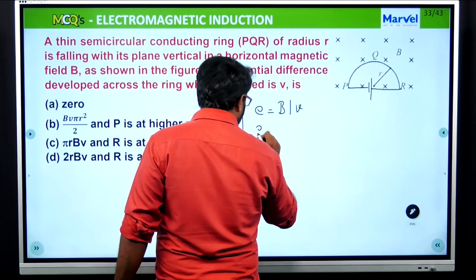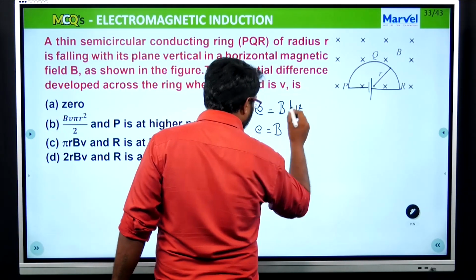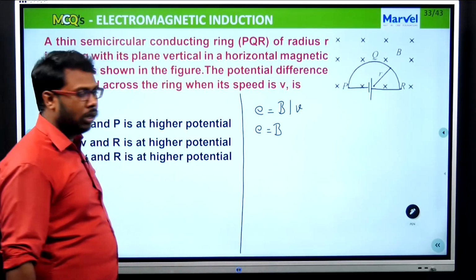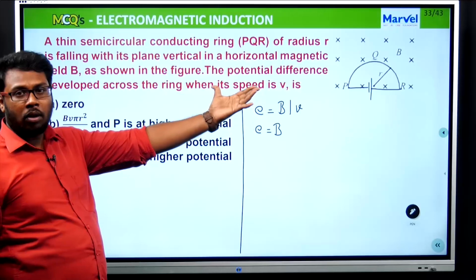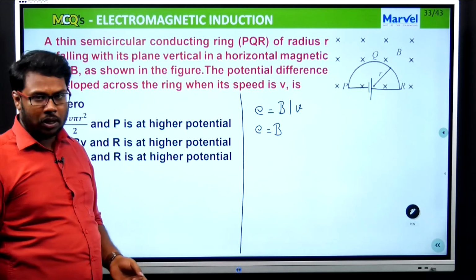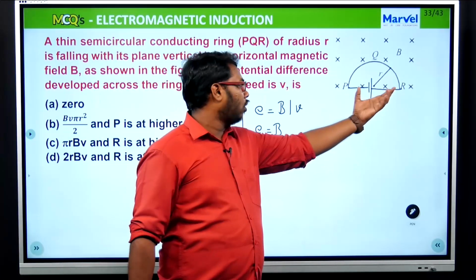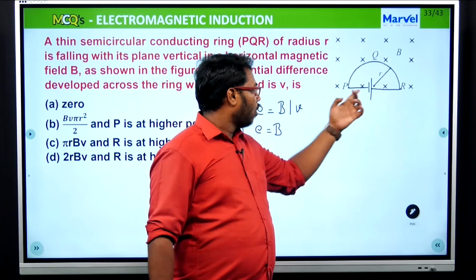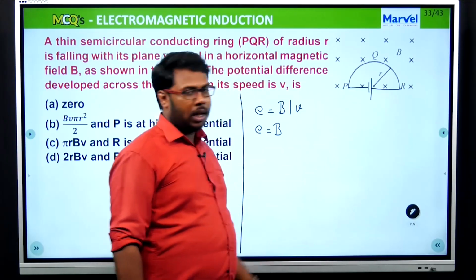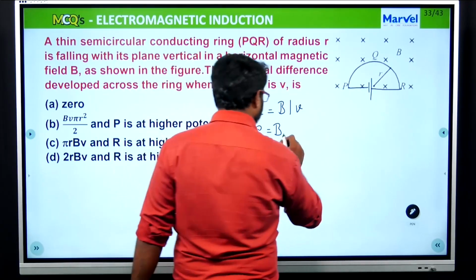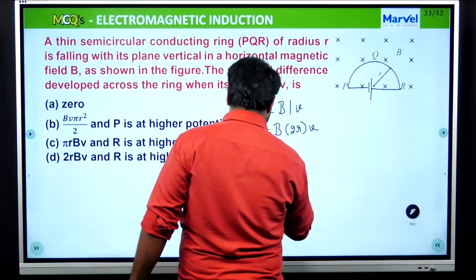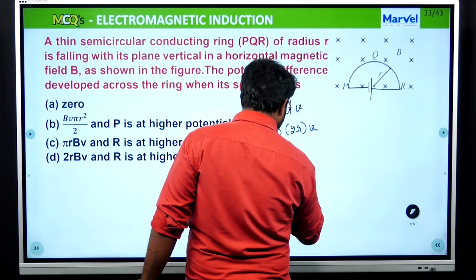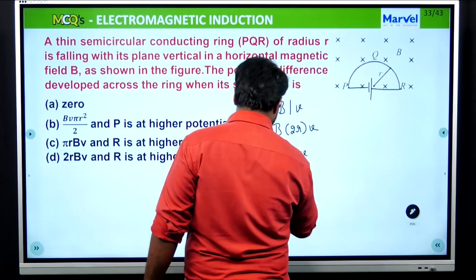So all we have to do is resubstitute what L is. L represents nothing but the length. What is that? Not the length of the semicircle, but the length of the distance between this P and R, which is 2 times R. So E is nothing but 2 into B into R into V.